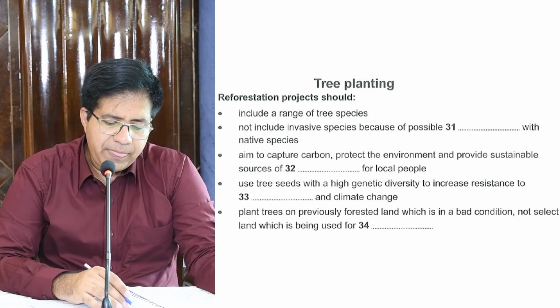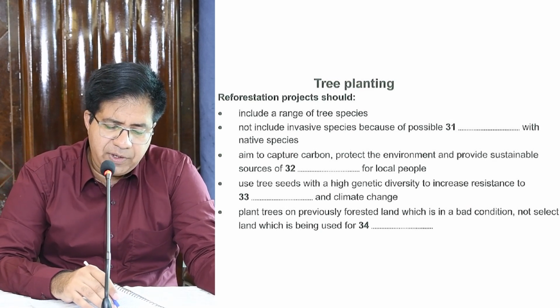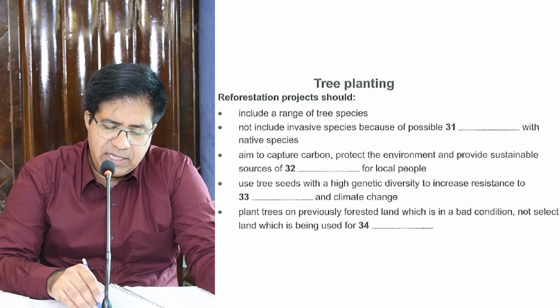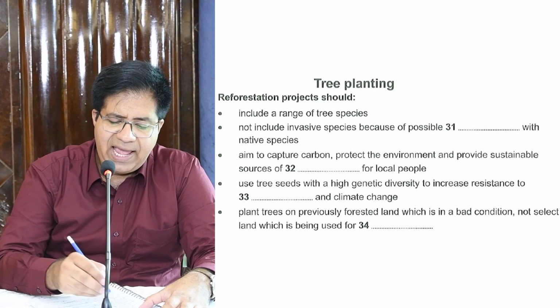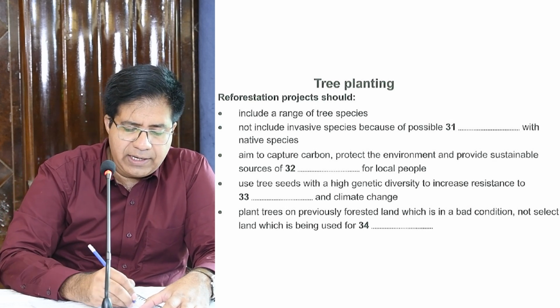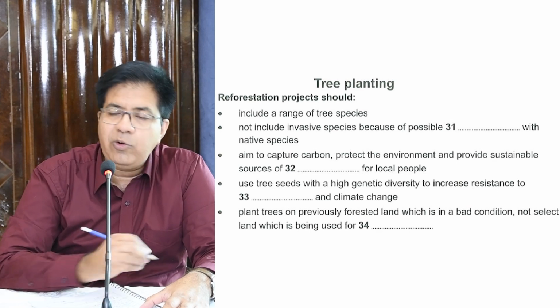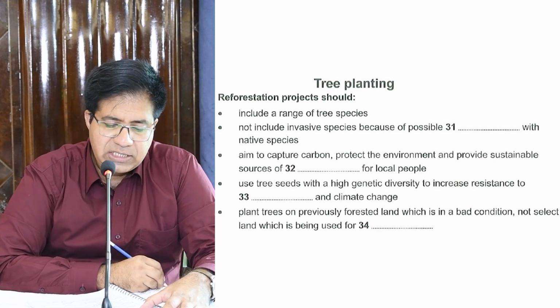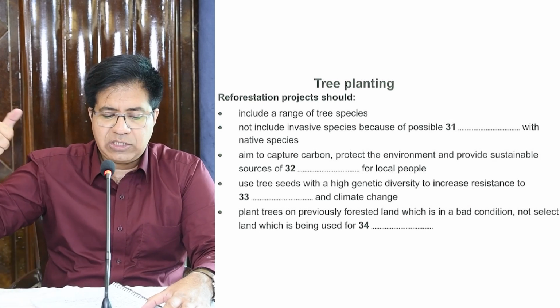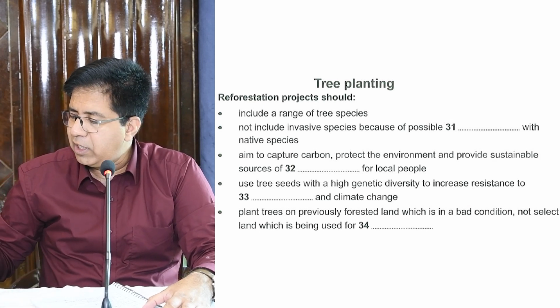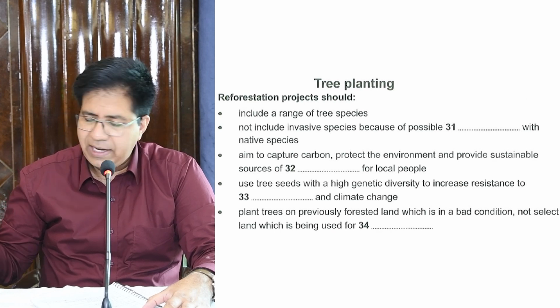Question number 32. Aim to capture carbon, protect the environment, and provide sustainable sources of dash for local people. Underline the words sources of and local people. Sources of something for local people. For local people, they can use words like people living there, community, and all that.